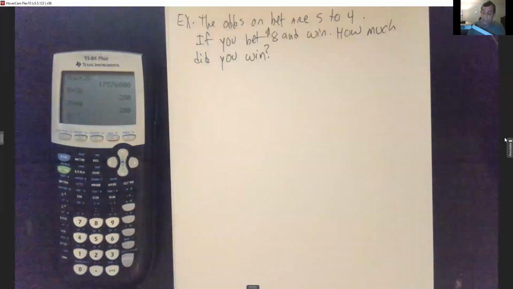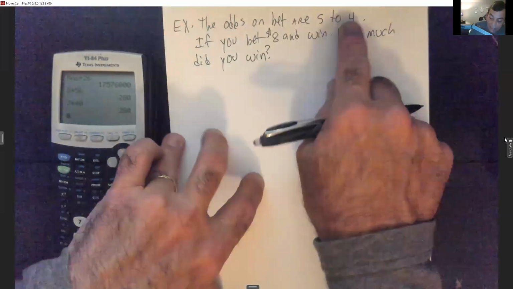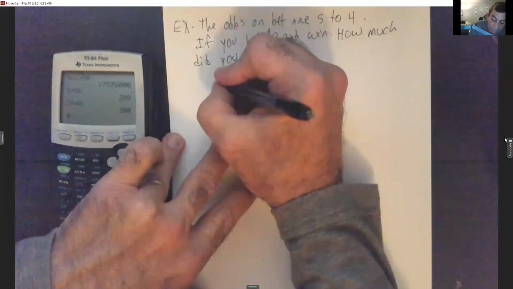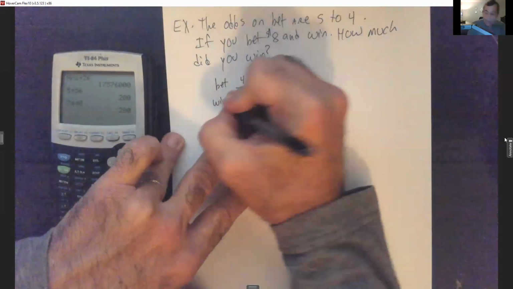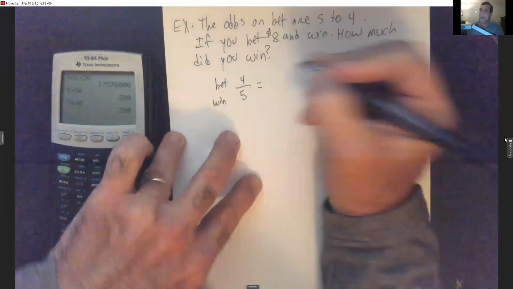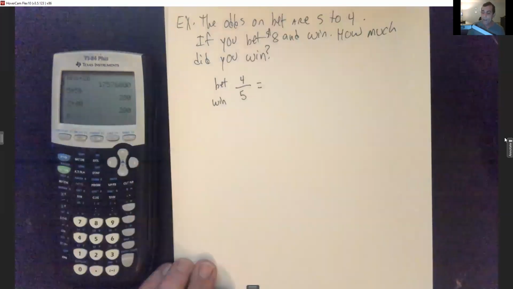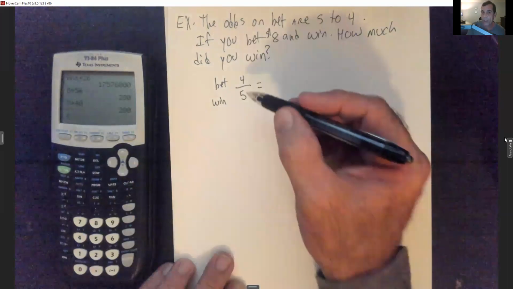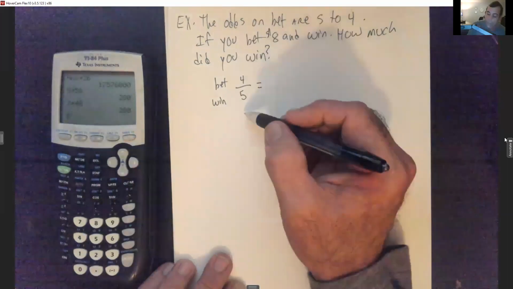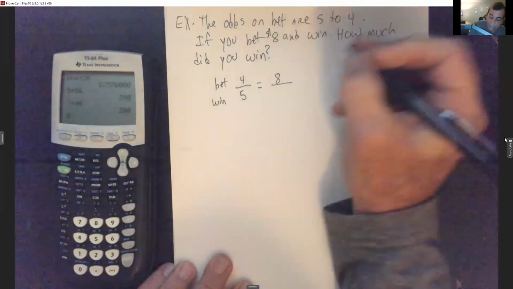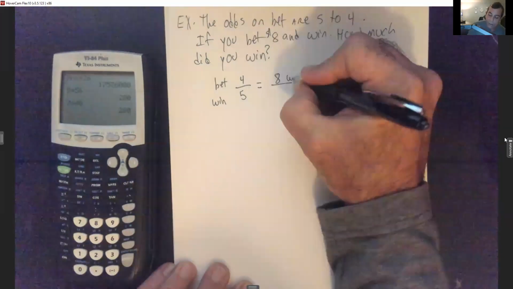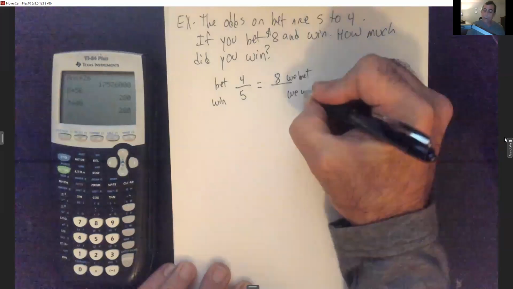All right, so let's see. We bet 4 to win 5. So we bet 4 to win 5. So, Lord, we're making a whole dollar on this bet, right? For every $4, you're making $1. But we bet $8. So we bet $8. We want to look at what we're going to win.